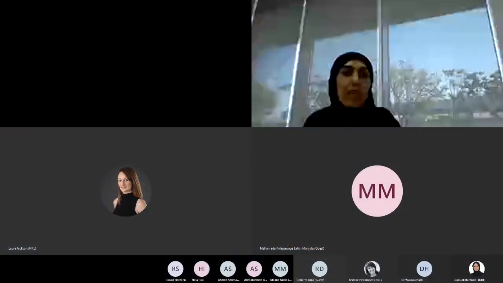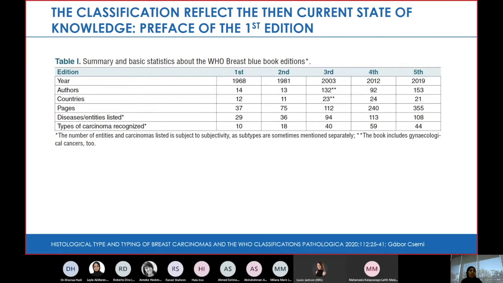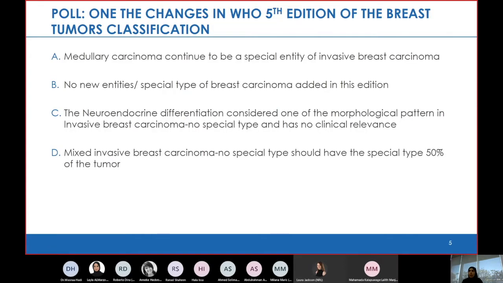A very true statement, applicable not only to the first edition, but I believe to the rest of the editions. So let's start with the first poll question, and please answer in the chat box.